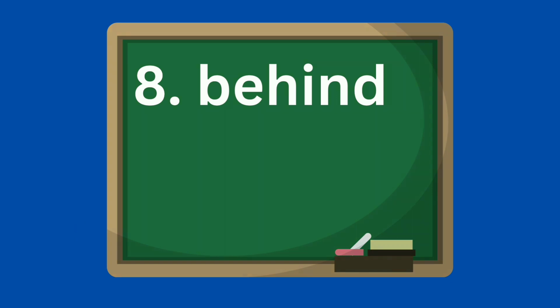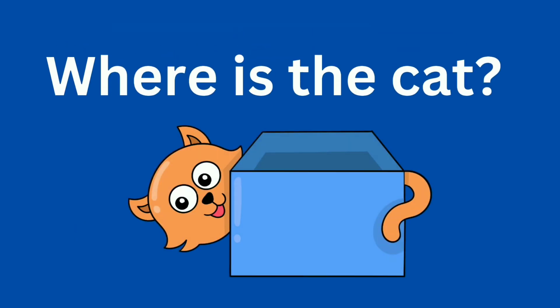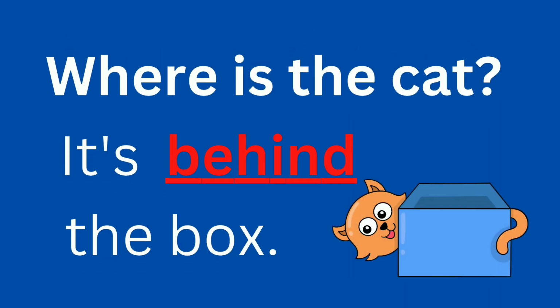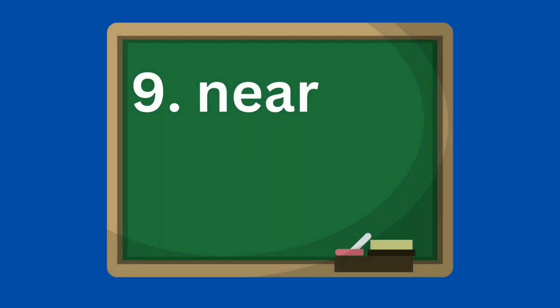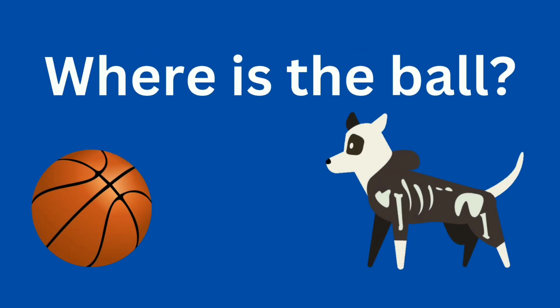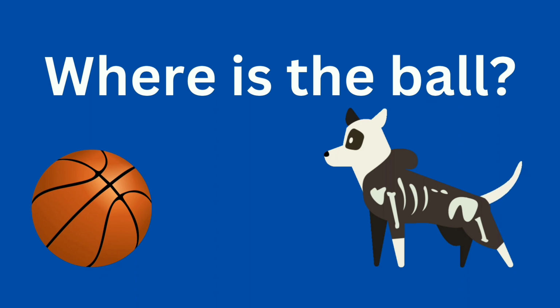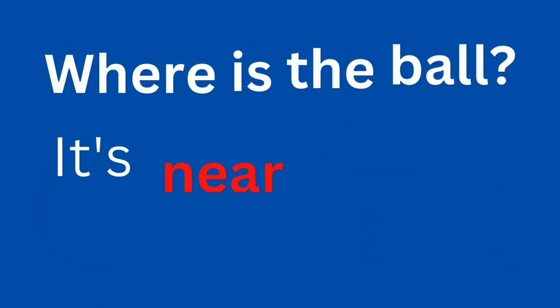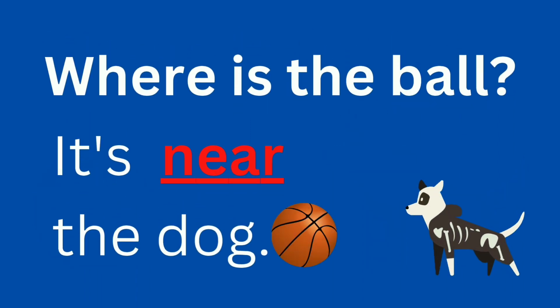Behind. Where is the cat? It's behind the box. Near. Where is the ball? It's near the dog.